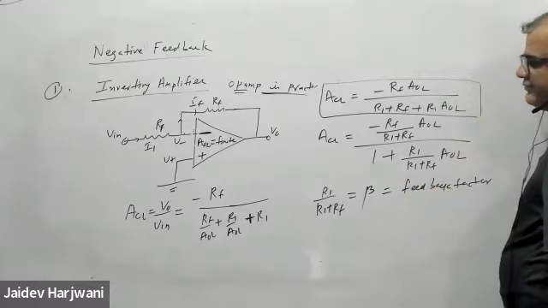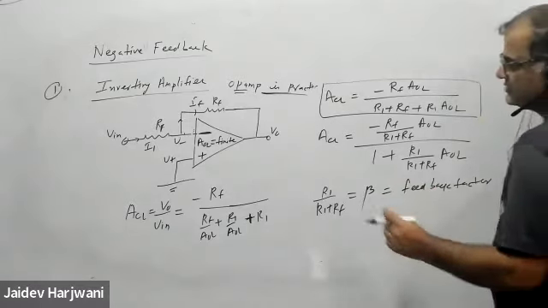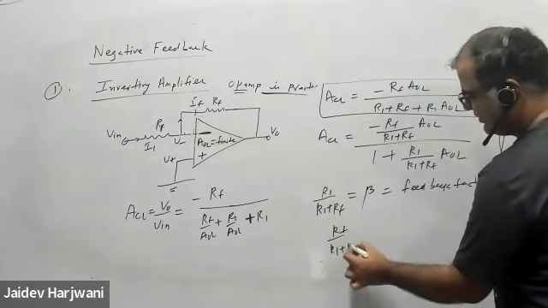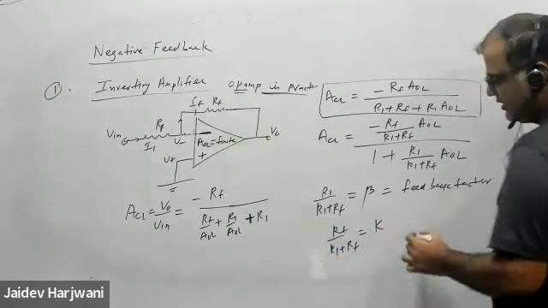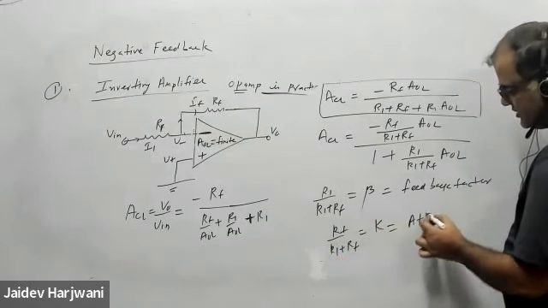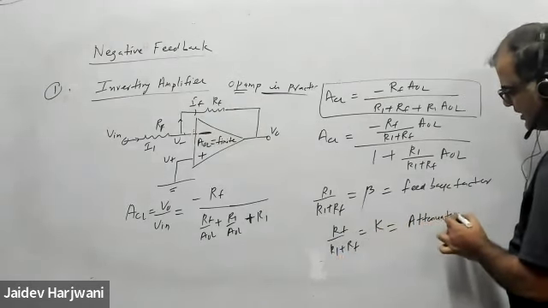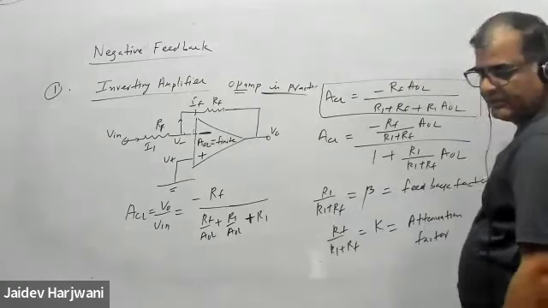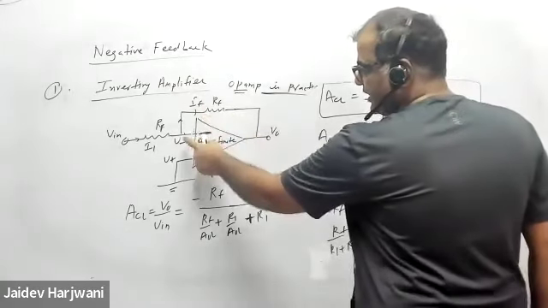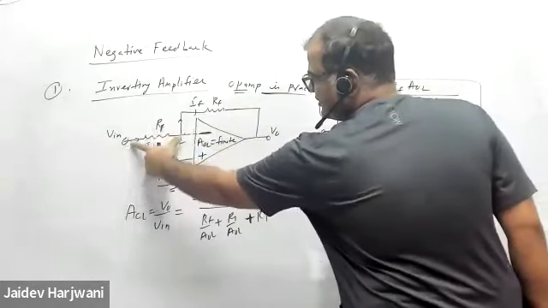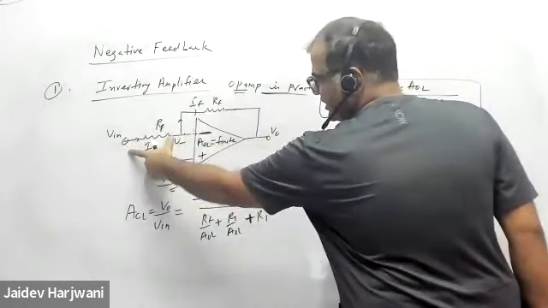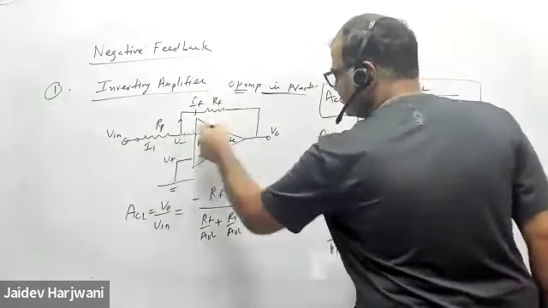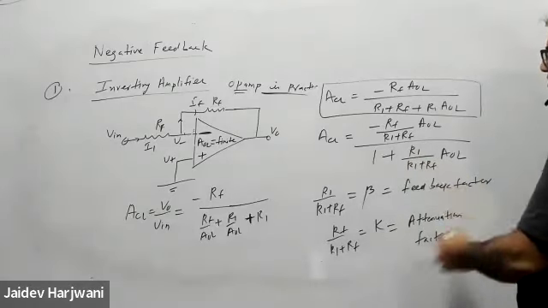And similarly, some voltage is used in RF. So RF upon R1 plus RF is called K. K means attenuation factor. Some voltage of output is used here, attenuation factor. It is a feedback resistor, but here this voltage is used. What is the voltage reaching here? When you make this ground, this is the feedback voltage here. It is a voltage divider ratio; what is coming here is going as feedback. That you do not make a mistake, okay?